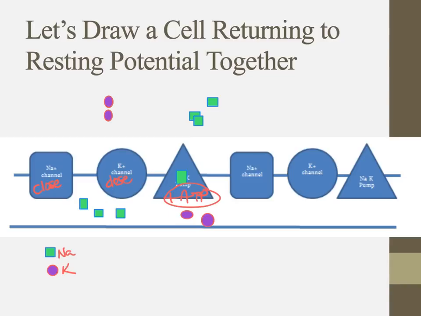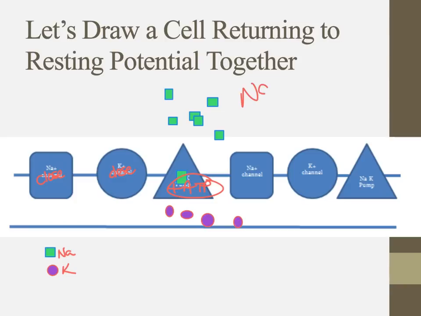Okay, so again, 1, 2, 3 sodiums out, 2 potassiums back in. Okay, and now I've reestablished all of my sodiums on the outside, my potassiums on the inside, and overall my cell has a negative charge in the middle.